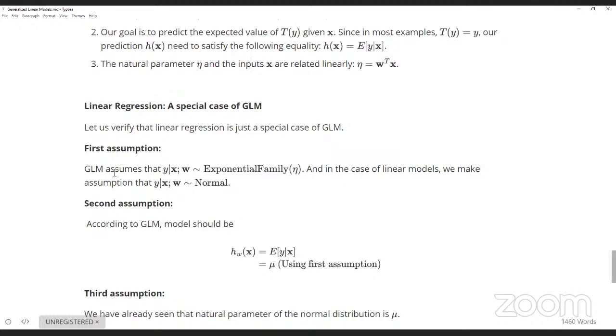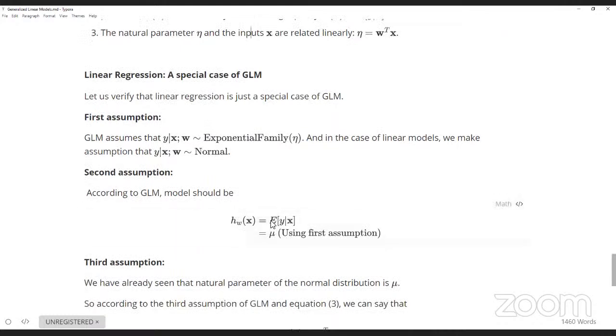So this is our first assumption. The second says that the model is the expected value of y given x, right? And what is y given x? It is the normal. So what will be the model in our case? It is the mu, because the expected value of the normal is mu, right? So this is my second assumption.